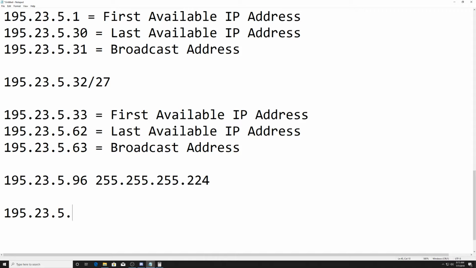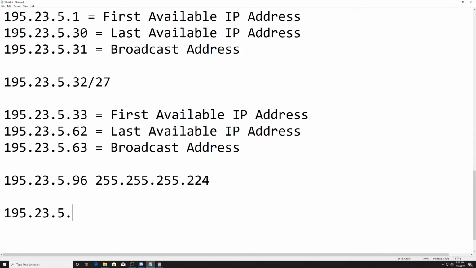That is 128. Remember though, you have to subtract 2. You have to subtract 1 from the broadcast, then you have to subtract 1 for the network ID. So since 96 is your network, 128 is the next subnet. That leaves you with 127 as your broadcast address.